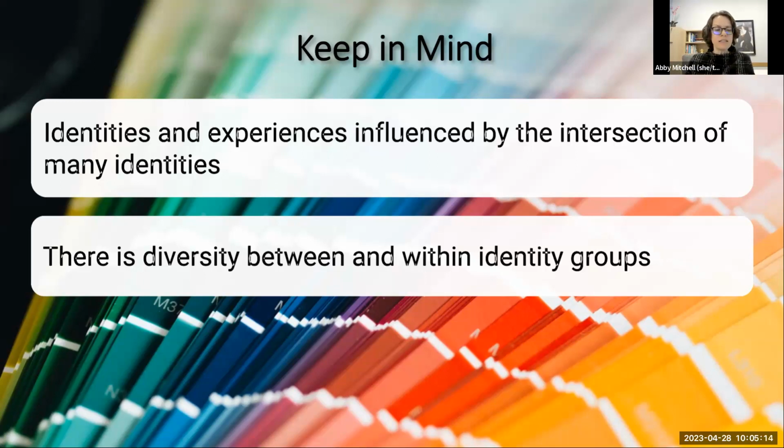But also there's a lot of variation within identity groups. So for example, among people who are non-binary, that can look a whole lot of different ways. Some people will get surgery, some won't, some will be on hormones, some won't. So keep in mind that kind of rich diversity here. It's made up of a whole group of individuals with different perspectives.